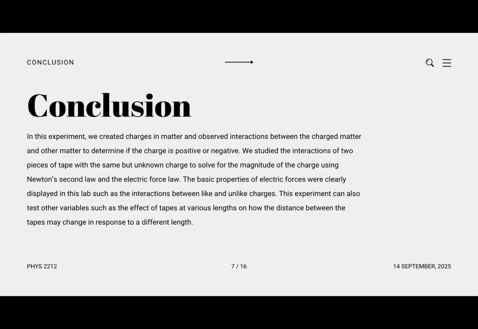In this experiment, we created charges in matter and observed interactions between the charged matter and other matter to determine if the charge is positive or negative. We studied the interaction of two pieces of tape with the same but unknown charge to solve for the magnitude of the charge using Newton's second law and electric force law. The basic properties of electric forces were clearly displayed in this lab, such as the interaction between like and unlike charges. This experiment can also test other variables such as the effect of tape of various lengths on how the distance between the tapes may change in response to a different length.